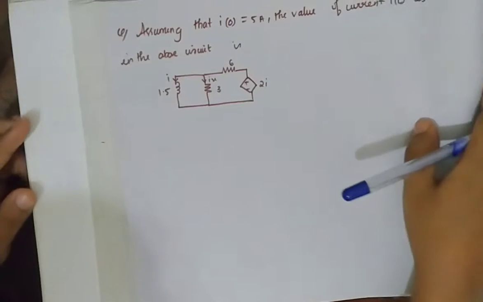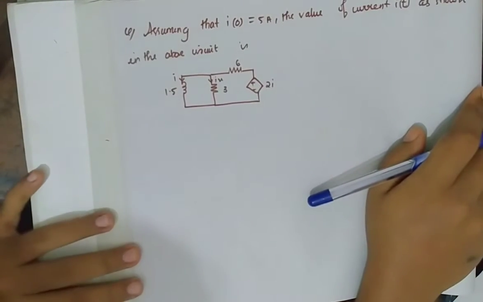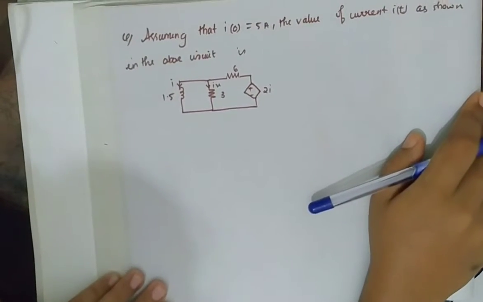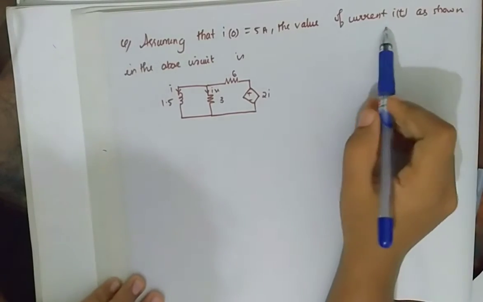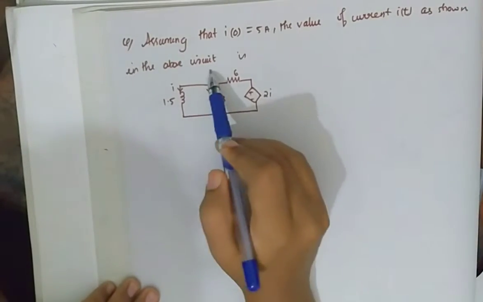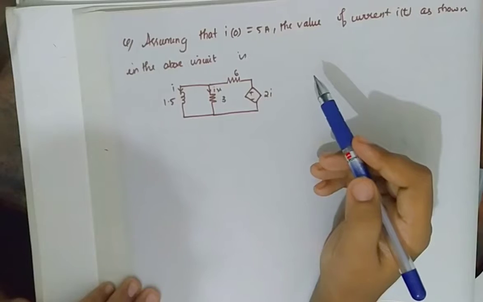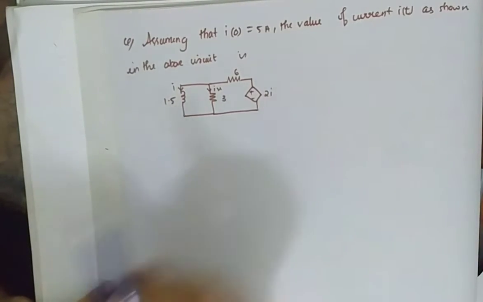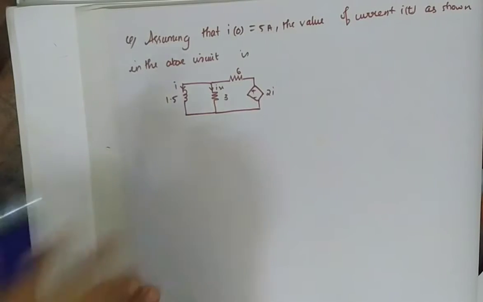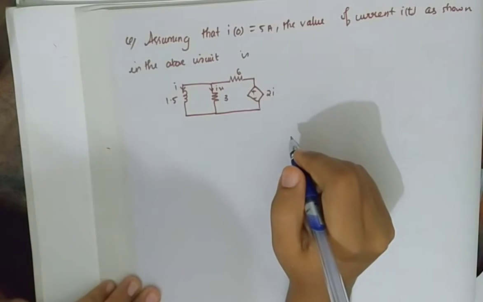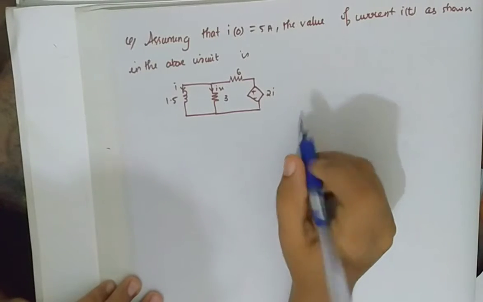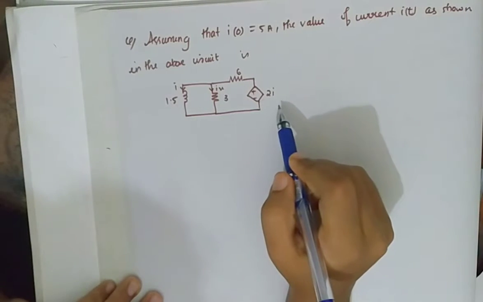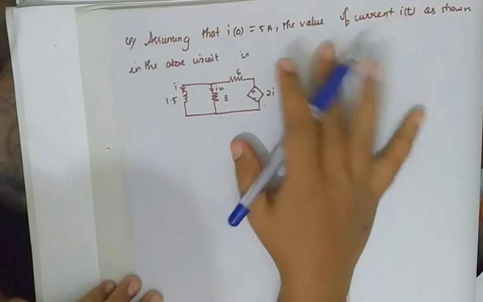Okay, now let's do the next question. Assuming that I of 0 equal to 5 ampere, the value of current I of t as shown in the above circuit is, okay, so I of 0 is equal to 5 ampere, that is the current through the inductor at t is equal to 0 is given here, which is equal to 5 ampere.